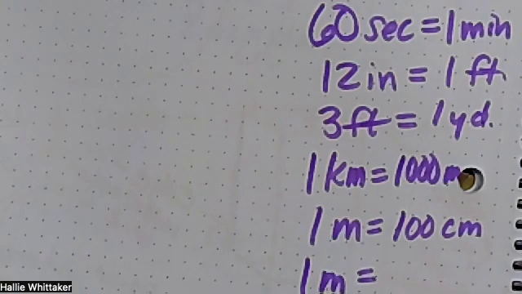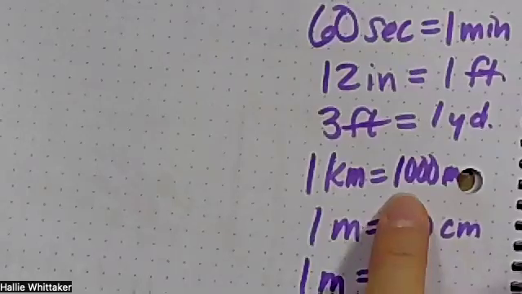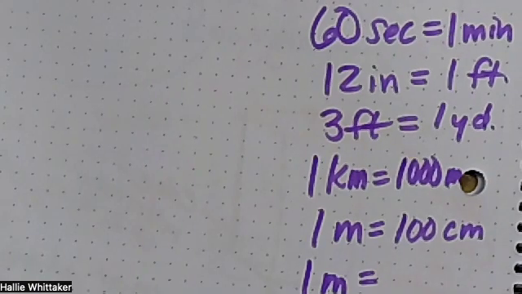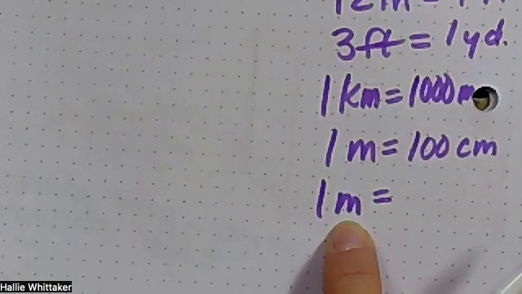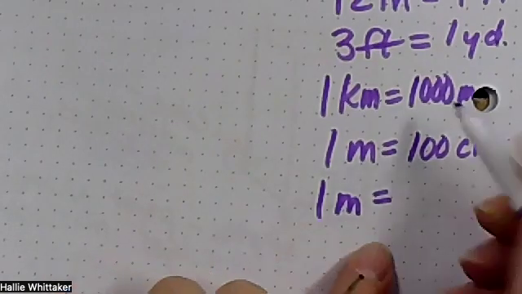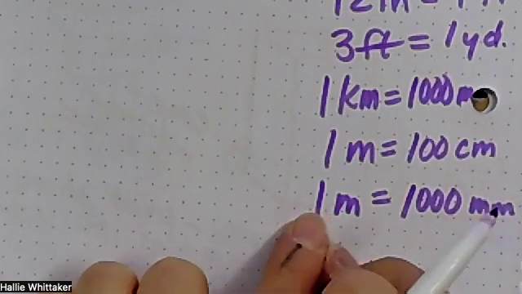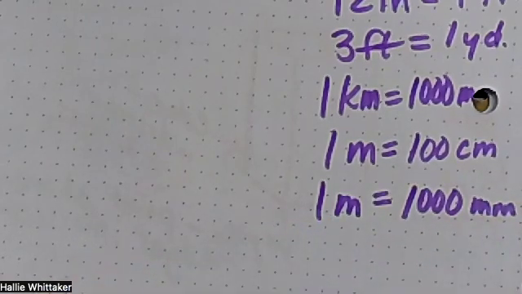We're not going to get too deep into this because we don't have time. It takes 1,000 meters to make a kilometer. A kilometer is close to a mile, right? Now break a meter down into smaller parts. It takes 1,000 millimeters to make 1 meter. I need a ruler.